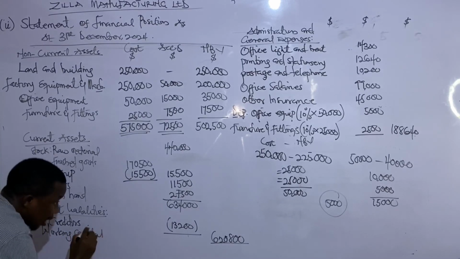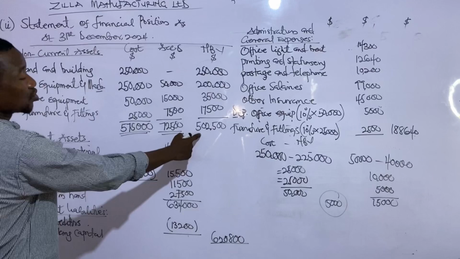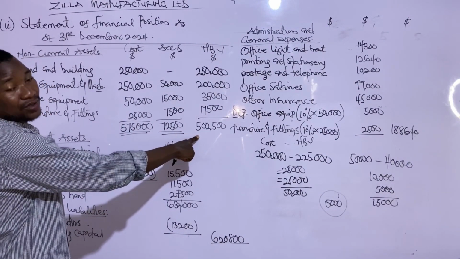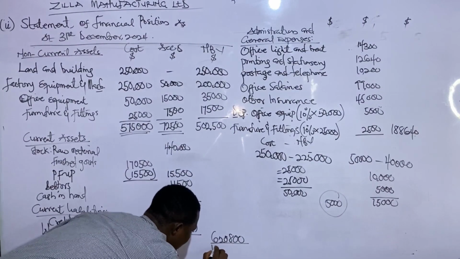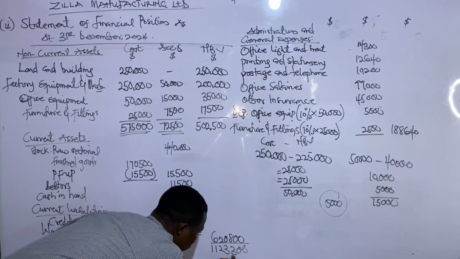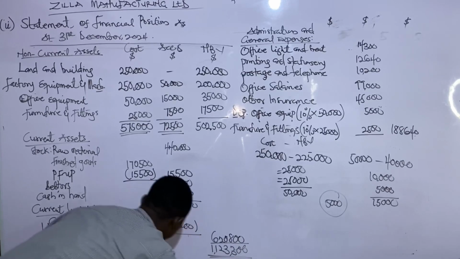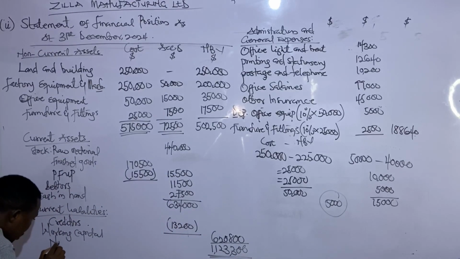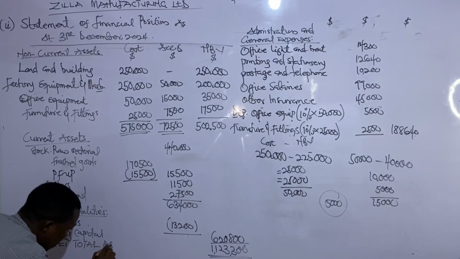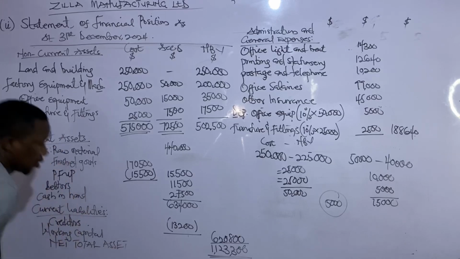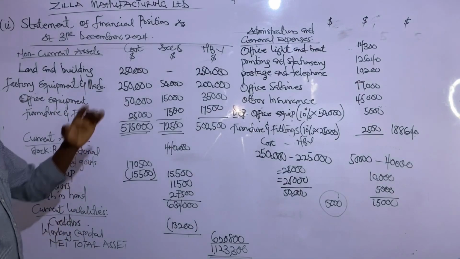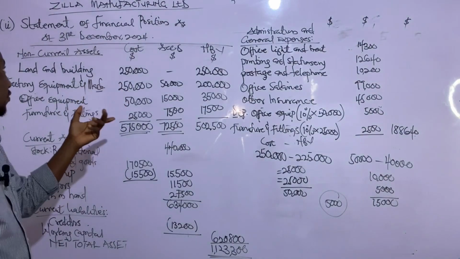Good. Now we add our working capital to the total non-current assets. And this will give us 1,123,300. Good. So this is the net total assets. Is that okay? Good. This is one of the balancing figures. So let's look at the financed by, the other aspect of the equation.